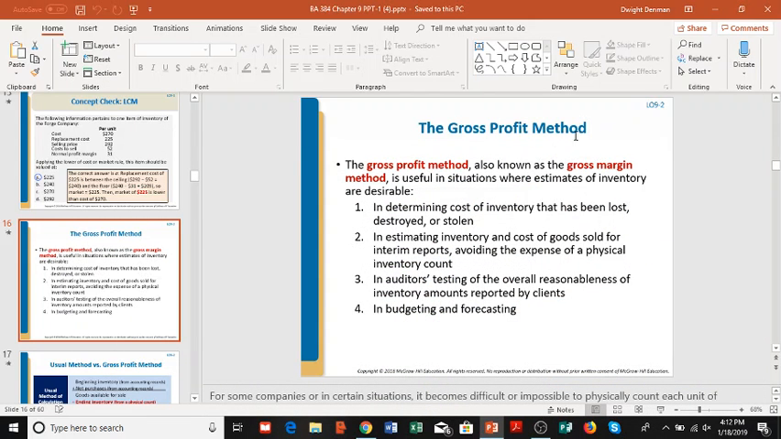Alright, so next thing we want to talk about is Part B, inventory estimation techniques. So the first one we want to talk about is the gross profit method.